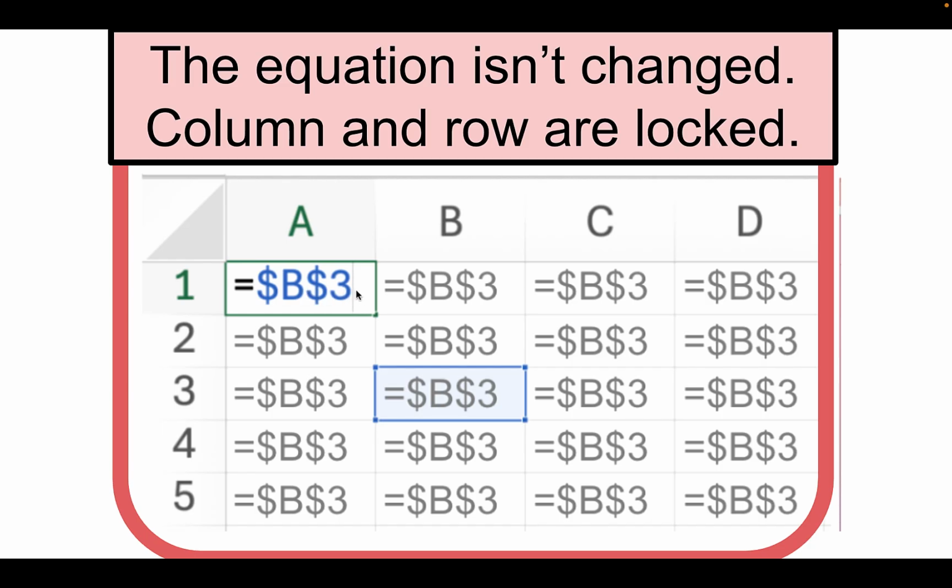Okay, here's an example where normally you can only see a single equation at once in Excel. And so I sort of doctored these images. So say cell A1 refers to cell B3. So it refers to that cell. You can see it's highlighted in blue. If I take cell A1 and I copy it into all these other cells, it stays B3. The equation isn't changed because the column and the row are locked.